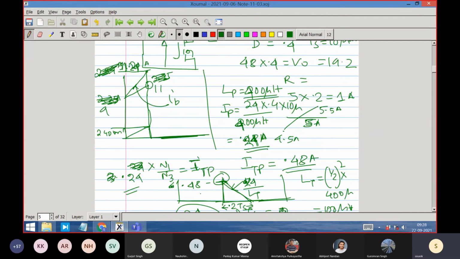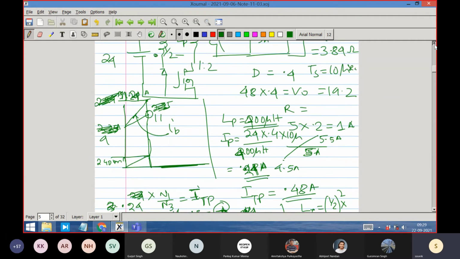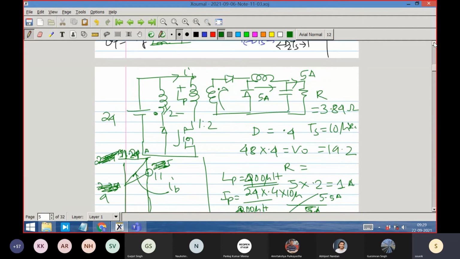Okay, so that is why it is 0.48. And what is the voltage across it? Because this diode is conducting, the voltage across it is 24 volt. Diode conducting this time is clamped to 24, right? So it is clamped to 24. So that 24 volt is appearing here.